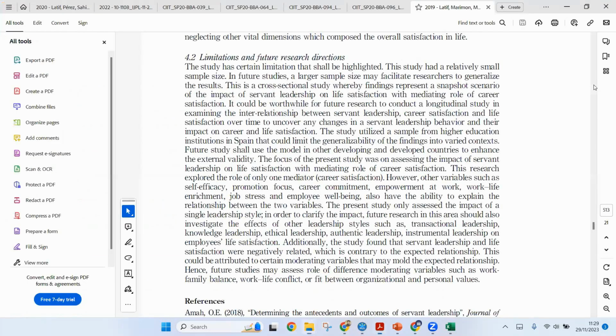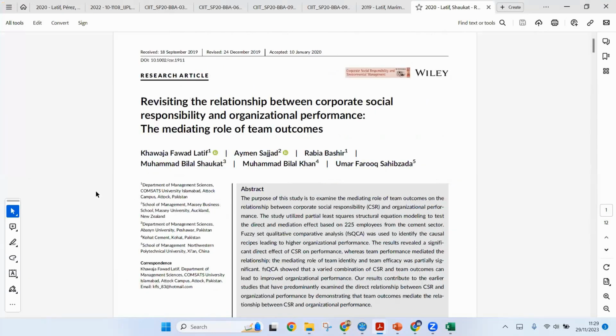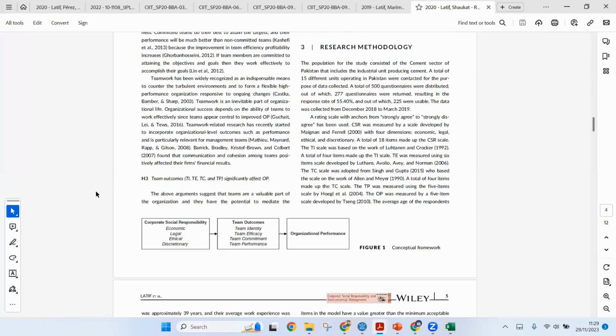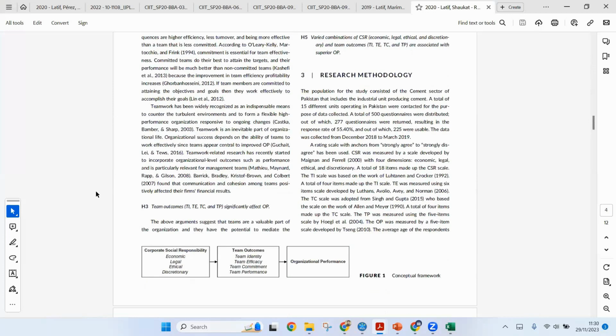So this is a paper that we did some time ago. And in this paper, we assessed the relationship between corporate social responsibility and organizational performance with the mediating role of team outcomes. Because this was a paper from the thesis of my student, when we were searching for team outcomes, nobody had assessed the impact of these variables in the relationship between CSR and OP. Nobody, none. And one other thing was nobody recommended it as well.